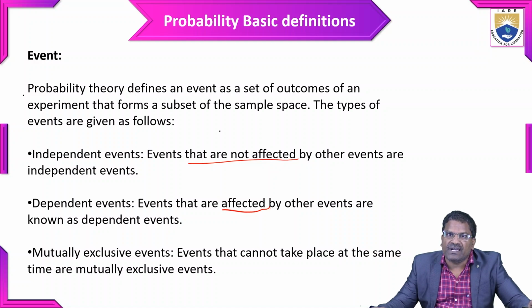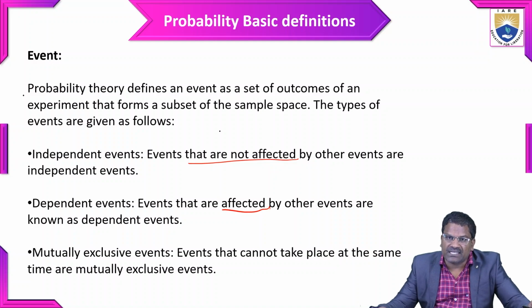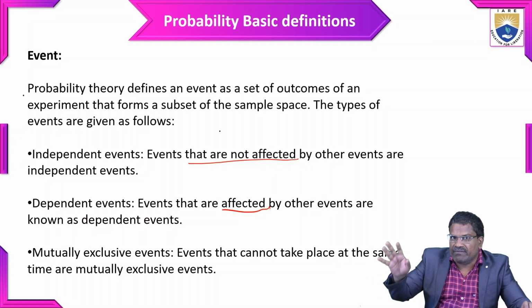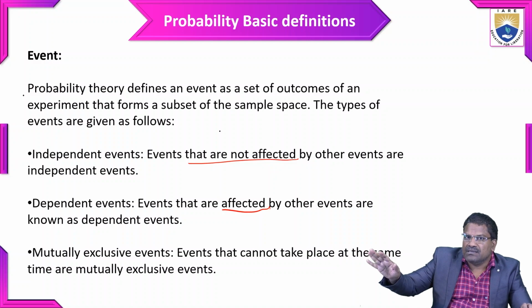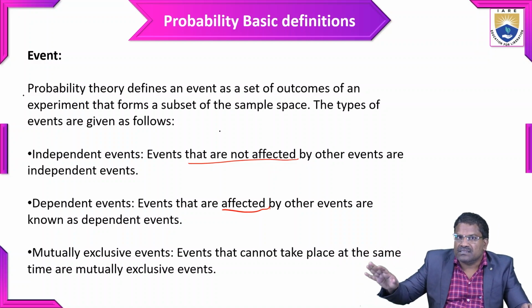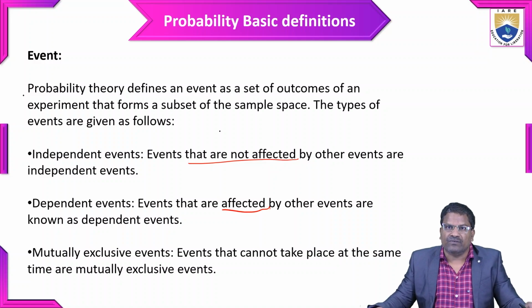Next, mutually exclusive events. What are mutually exclusive events? Events that cannot take place at the same time are mutually exclusive events. If one event comes, the second event doesn't come. If the second event comes, the first event cannot come. Such types of events are called mutually exclusive events.